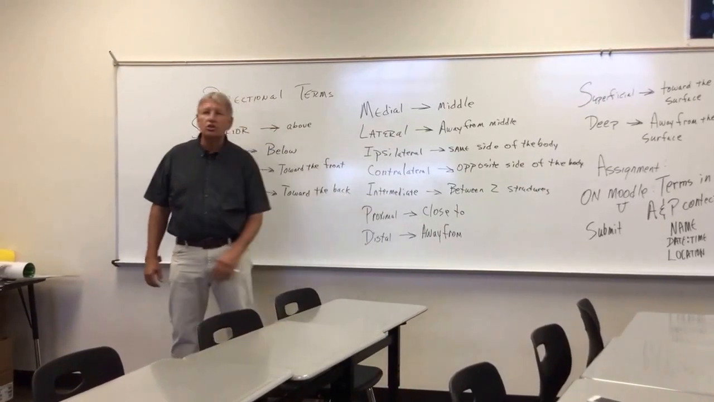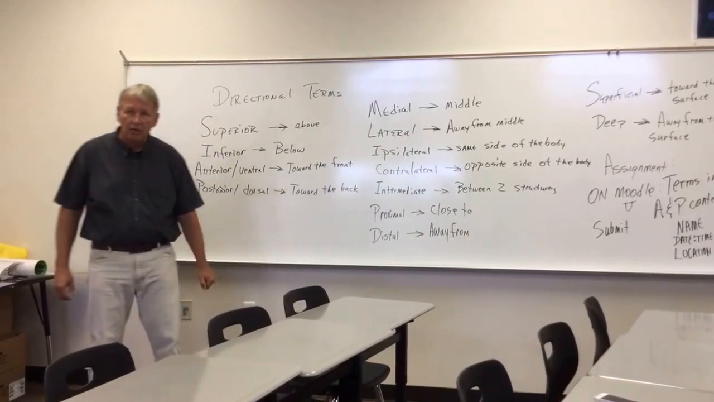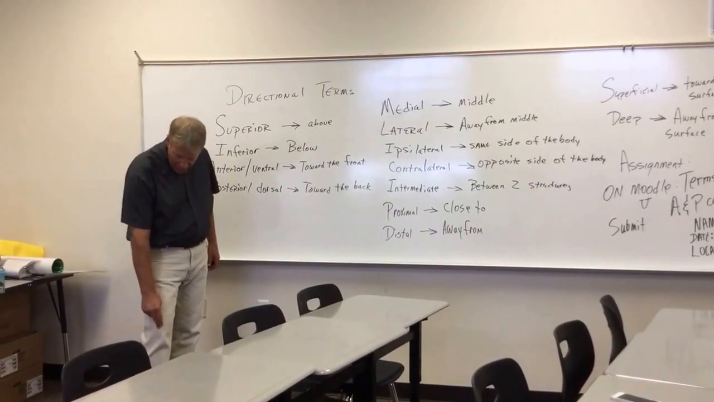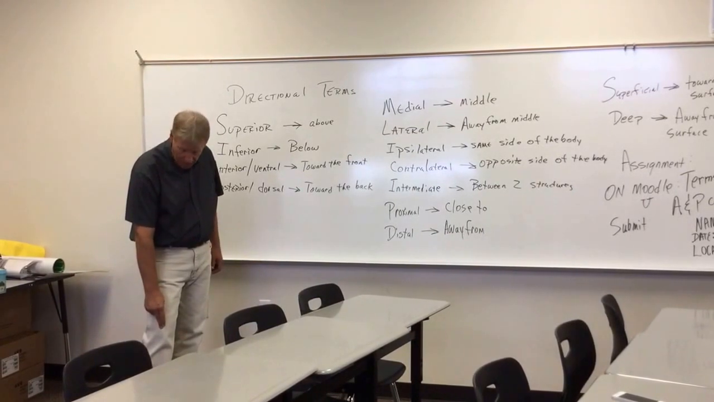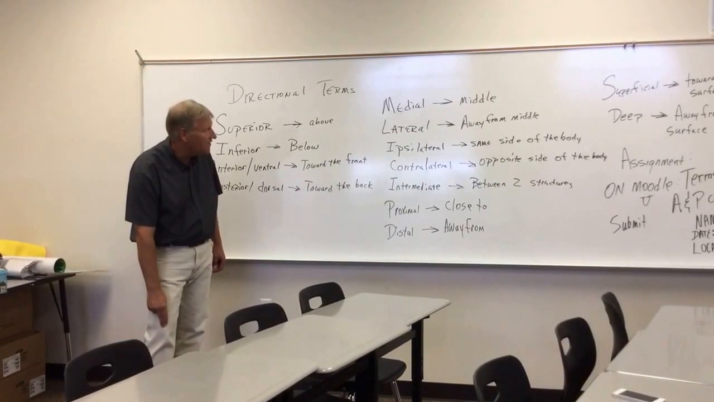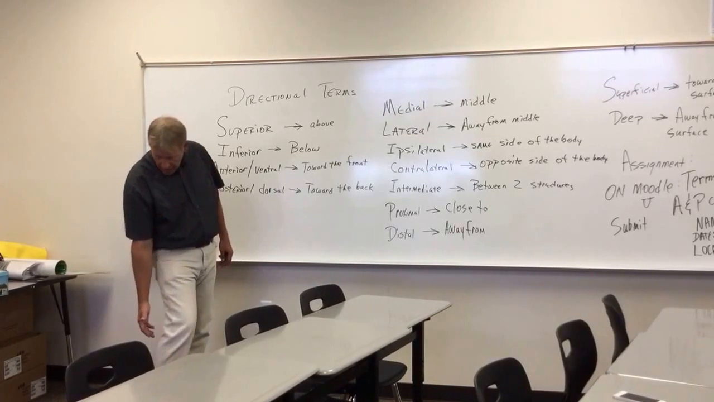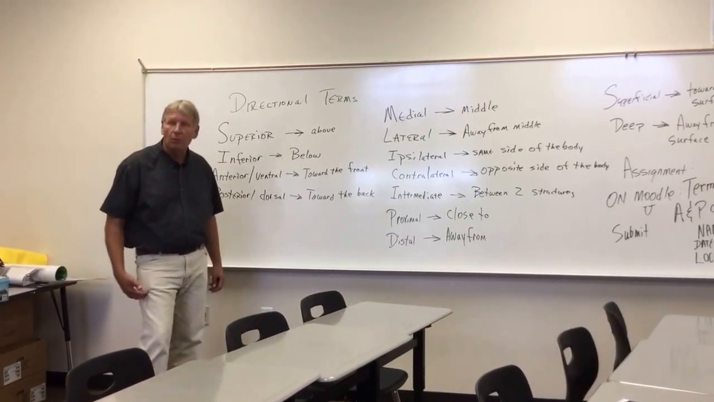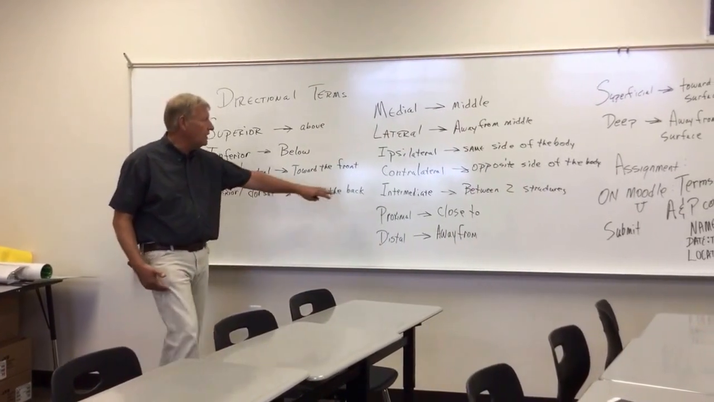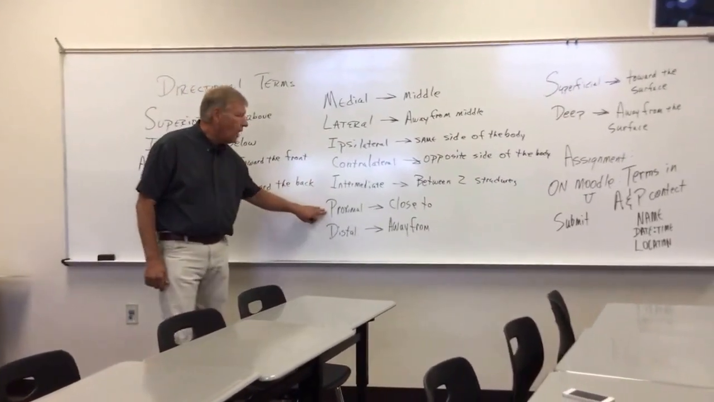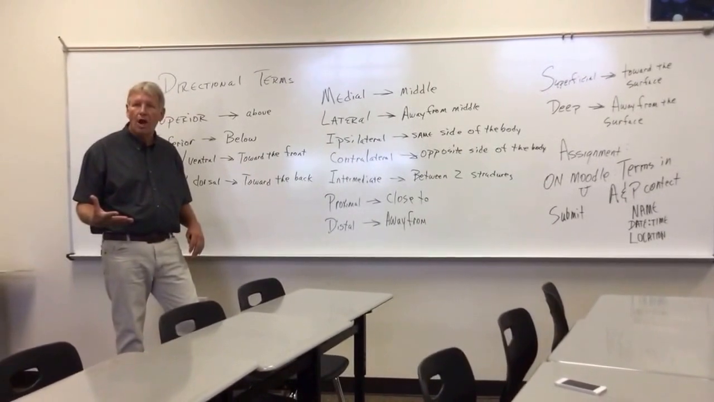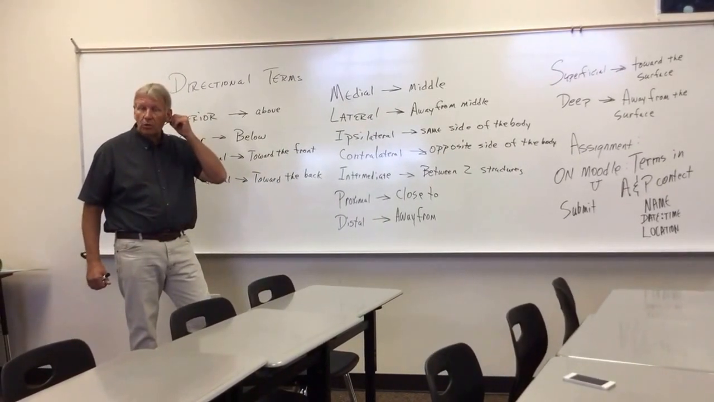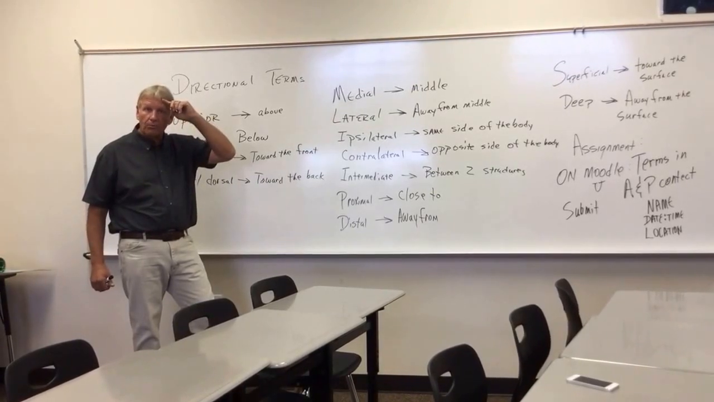Intermediate is between two structures. Once again, my kneecap, or my patella, is intermediate. It is between what two things? Well, it's actually between my tibia and my fibula and my femur. Intermediate means between two structures. Proximal means close to. My ears are proximal to my brain. They're close to my brain.